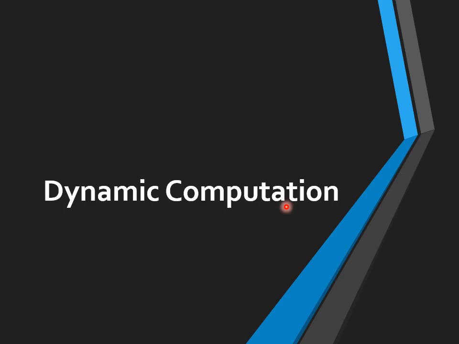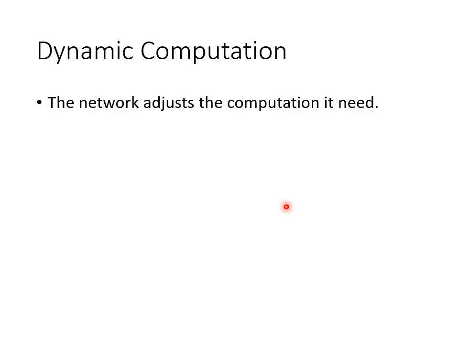The last one I want to share with everyone is dynamic computation. What dynamic computation wants to do is not the same as the previous methods. What we wanted in the previous methods was simply to make the network smaller. In dynamic computation, what is the goal? In dynamic computation, we hope that the network can dynamically adjust the amount of calculation it needs.